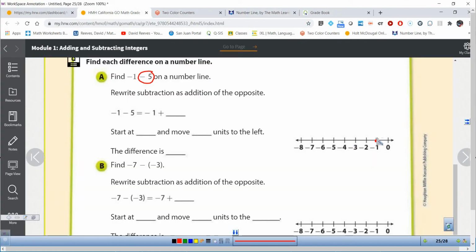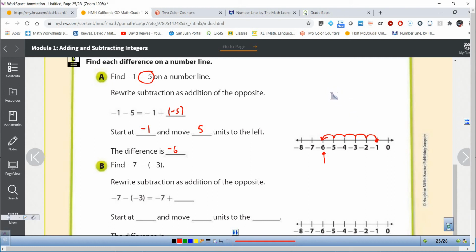Negative 1 minus 5. So I'm going to go 1, 2, 3, 4, 5 to the left. And what does that put me at? Negative 6. So start at negative 1 and move 5 units to the left. Remember, on the number line, the answer is always where you end. The difference is negative 6. By the way, that would be the same as adding a negative 5, because if you refer back to the previous video, there are 2 ways to go to the left.